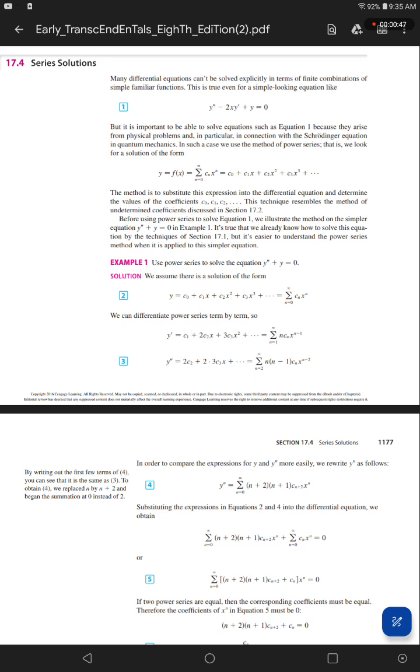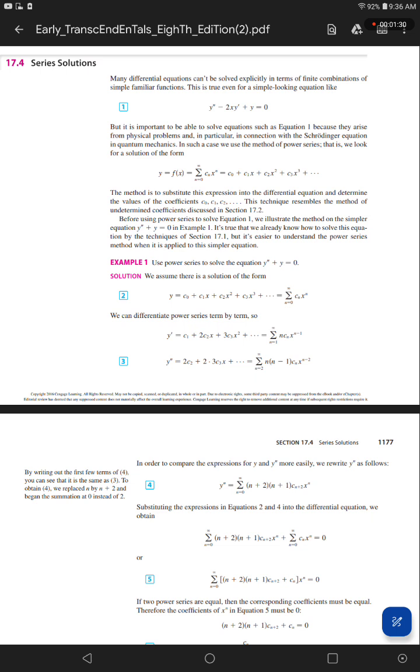In such cases, we can use the method of power series, that is, we look for a solution of the form y equals f of x equals the sum from n equals 0 to infinity of c sub n x to the power n, equals c sub 0 plus c sub 1 x plus c sub 2 x squared plus c sub 3 x cubed plus ellipsis. This method is to substitute this expression into the differential equation and determine the values of the coefficients c sub 0, c sub 1, c sub 2.